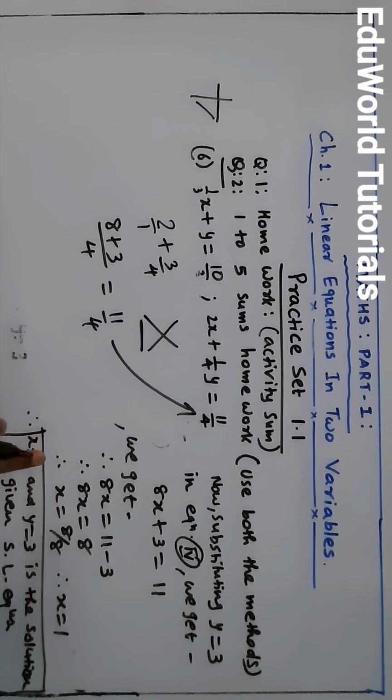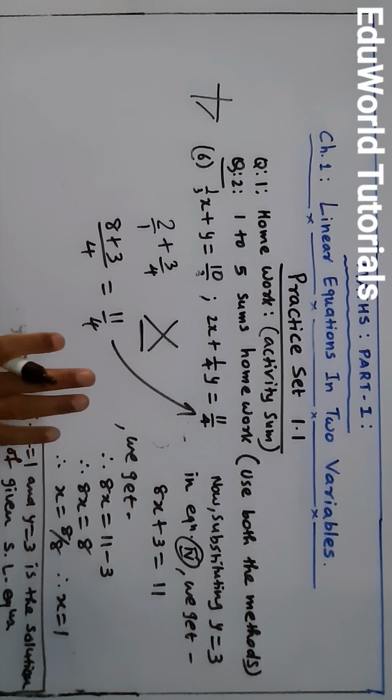So this is the sixth sum of question number 2. There are two more sums given, 7th and 8th. They are also special types of equations you have solved in 9th standard. So try to solve them, 7th and 8th sum. If you cannot, we will definitely solve them. In this lecture, I will stop here.